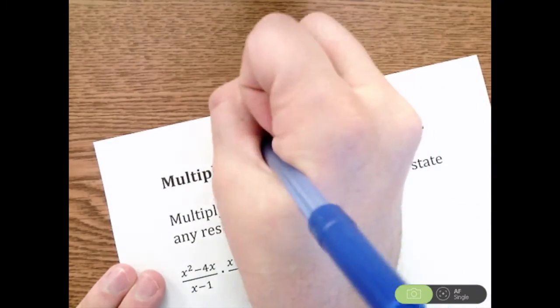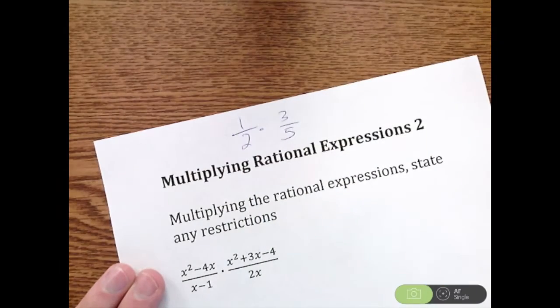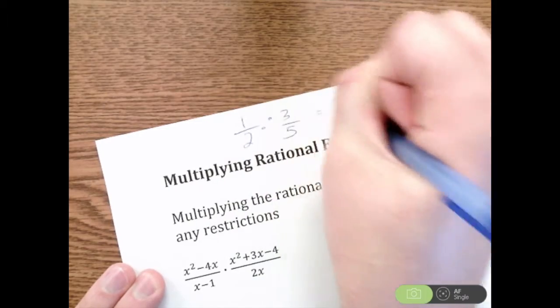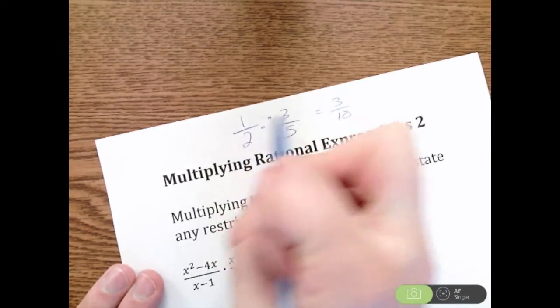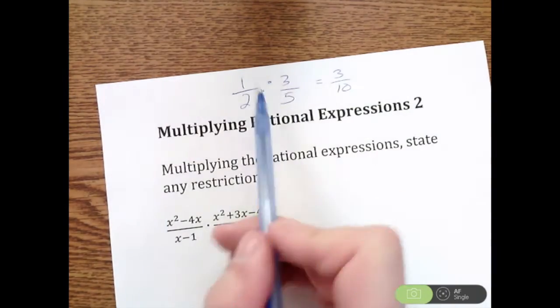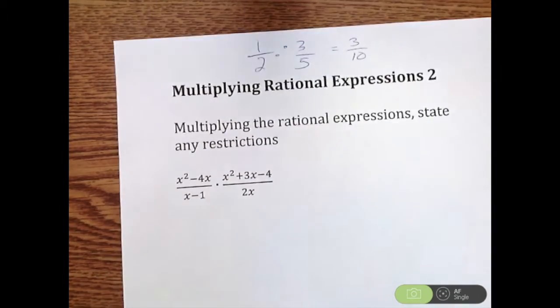Anytime we multiplied fractions like 1/2 times 3/5, we multiplied the top, so 1 times 3, and the bottom, 2 times 5 is 10. So there's a lot going on. You're dealing with the top and the bottom at the same time. So that first step, we're multiplying top and bottom at the same time. So there's a lot of action going on there.